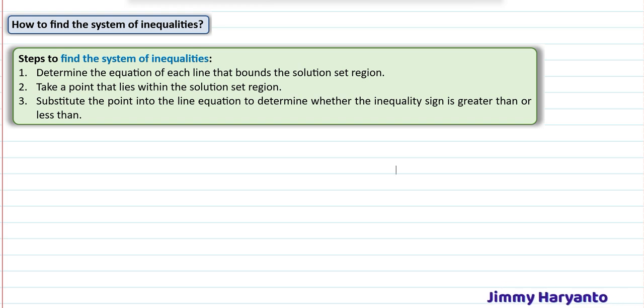First, determine the equation of each line that bounds the solution set region, and then take a point that lies within the solution set region, substitute the point into the line equations, and determine whether it is greater than or less than. Remember that when it is a straight line you have to put equal to, when it is a broken line you don't have to.